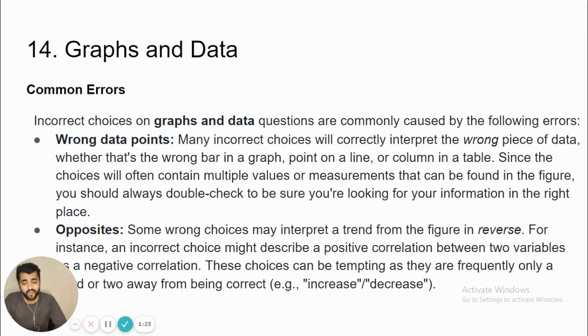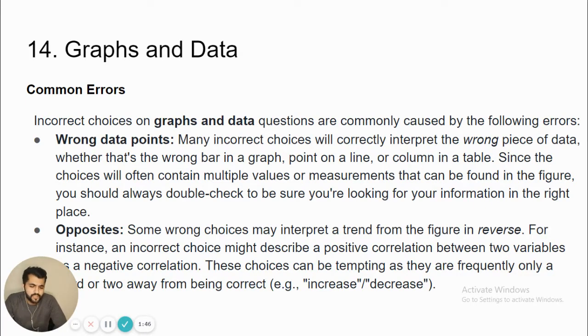Now, what are the common errors? Wrong data points. Many incorrect choices will correctly interpret the wrong piece of data, whether that's the wrong bar in the graph, point on a line, or column in a table. Since choices will often contain multiple values or measurements that can be found in the figure, you should always double check to be sure you're looking for information in the right place.